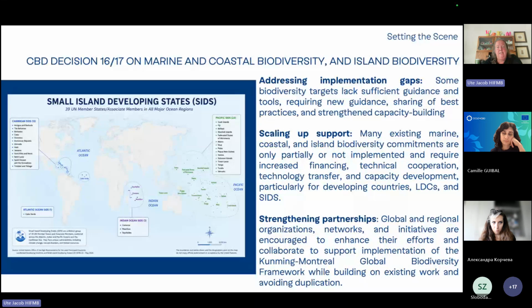And of course, strengthening partnerships. Global and regional organizations, networks, and their initiatives are encouraged to enhance their efforts and collaborate to support the implementation of the coming Montreal Global Biodiversity Framework while building on existing work and avoiding duplication and fragmentation. There's so many great marine initiatives out there, but they work mostly in parallel and hardly collaborate. So this is really a call for more collaboration.